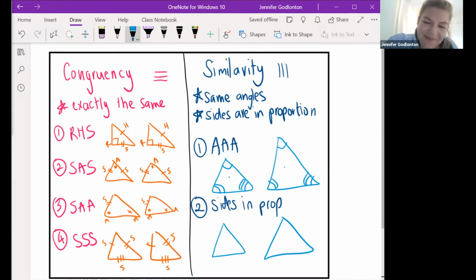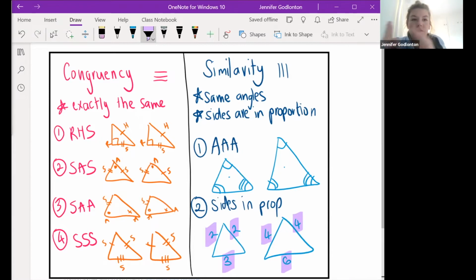Okay, sides in proportion, I need to be given all three sides. And I need to be able to prove that like 2 times 2 gives me 4. 2 times 2 gives me 4. 3 times 2 gives me 6. So I need to prove that if I multiply all of my sides on the left-hand side by the same number, if I multiply all of these numbers by 2, I'm going to get the numbers on the right-hand side. Then I can prove that the sides are in proportion.